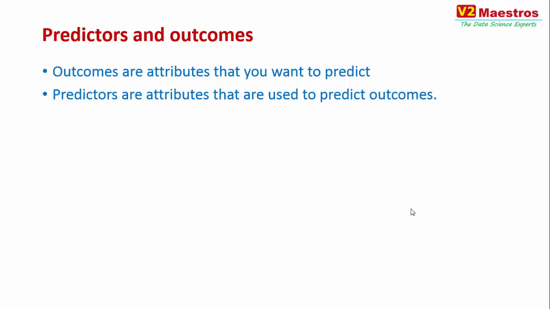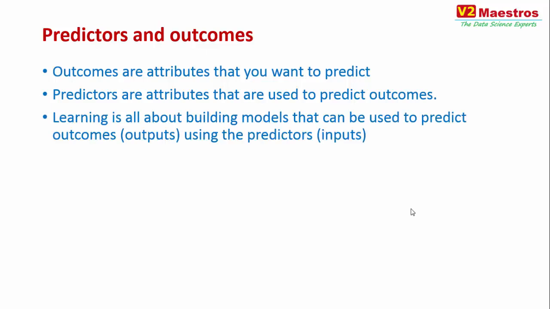Not all attributes have relationships with the outcome attribute. Only those that have a good relationship with the outcome variable will obviously become predictors. Predictors and outcomes obviously show some form of relationship, because that's how you can predict outcomes from predictors. So learning is all about building models that can be used to predict outcomes, which is the output, using the predictors, which is the input.